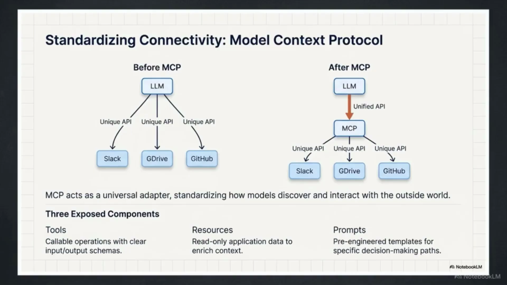For autonomous agents to safely interact with external systems, they require standardized connectivity. The Model Context Protocol acts as a universal adapter. It standardizes how models discover executable tools, resources, and specific prompts, removing the need for custom-coded integrations.